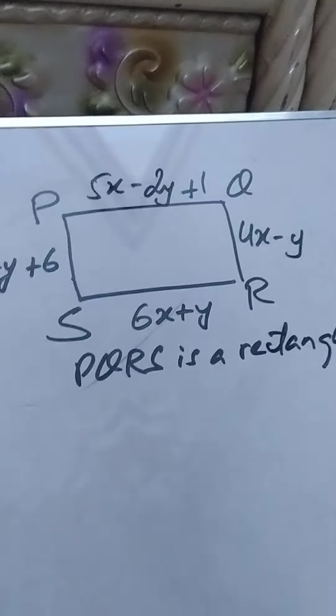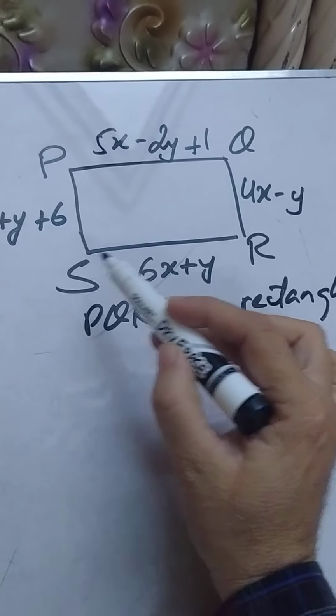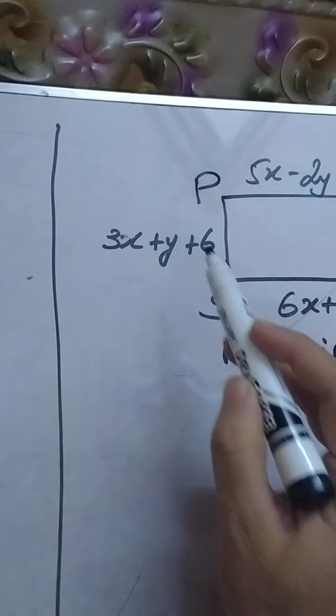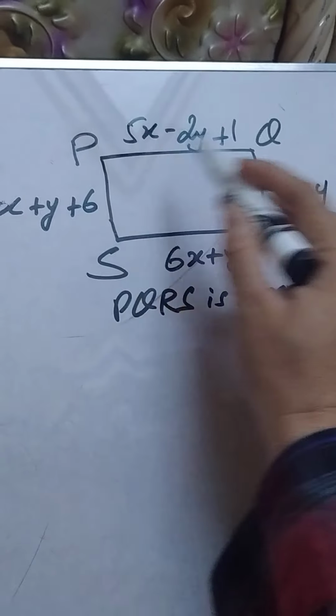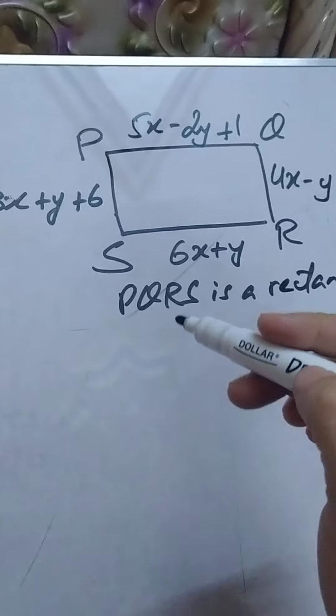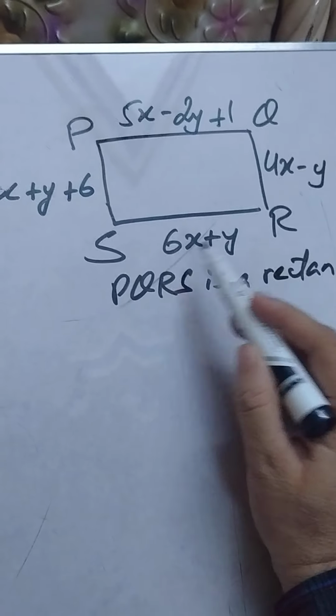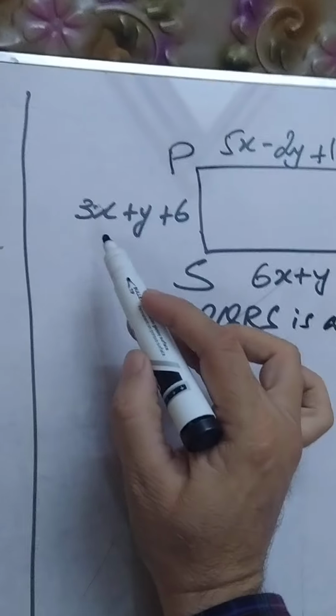Come to this one guys. Look here guys, this is also a rectangle, but this time both the lengths are given, both the breadths given, both the longer sides given, both the shorter sides given. But this time the length and breadth are given in terms of x and y. Look here, this length is given in terms of x and y, this is given in terms of x and y, this is given in terms of x and y, this is given in terms of x and y.